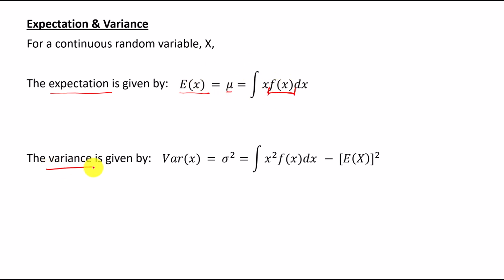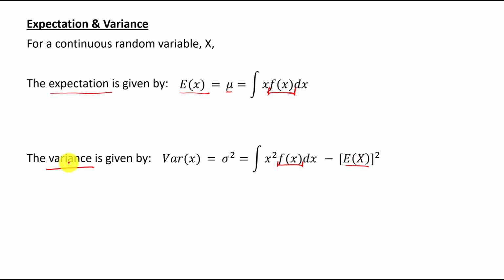To find the variance, which is represented as Var(x) or sigma squared, we need to take our probability density function and multiply by x squared out front and subtract the mean or the expectation that we found, squared. And this part is what everybody forgets. They only do this part, they forget this, and then the answer's wrong.